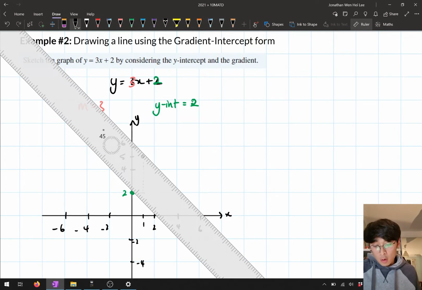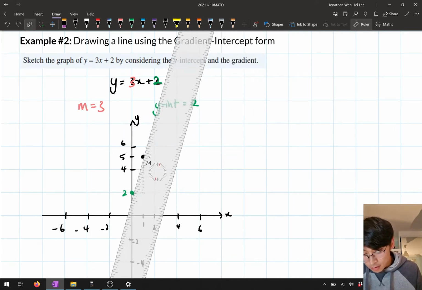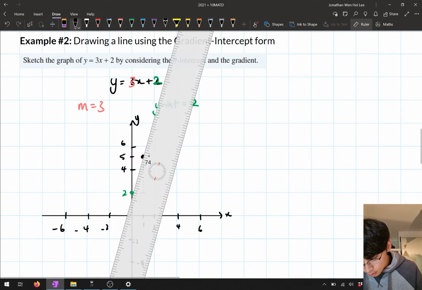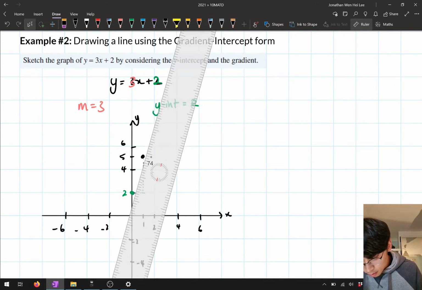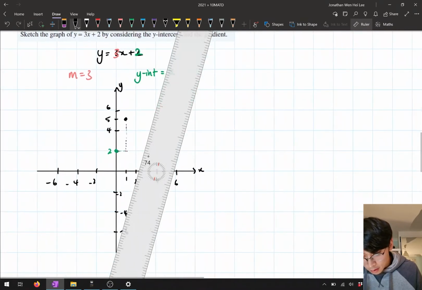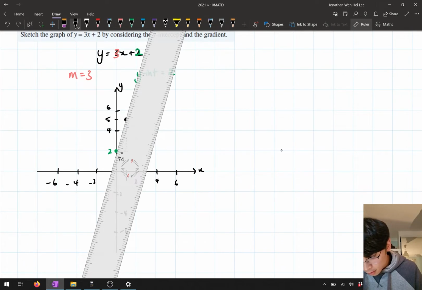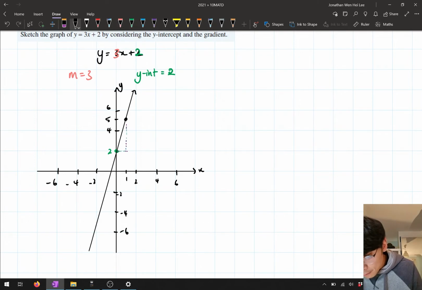And once I've done that, all I need to do is just draw a straight line through this. So here I'm just going to grab my straight line and draw a straight line through these 2 points. I'm going to zoom out a bit just so I can get this drawn out fully. So there we go. That is how I can draw my graph of y is equal to 3x plus 2.